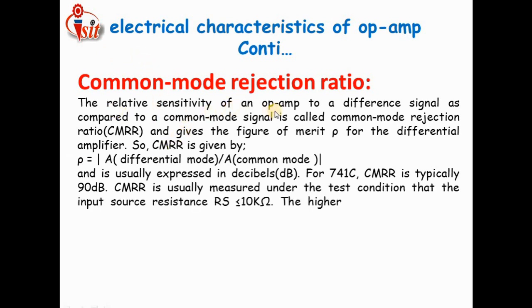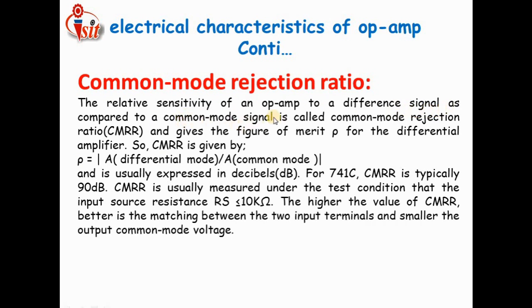The relative sensitivity of an op amp to a difference signal as compared to a common mode signal is called the common mode rejection ratio, and it gives a figure of merit, rho, for the differential amplifier. The common mode rejection ratio is given by rho equals Ad, the gain of differential mode, divided by Acm, the gain of common mode. That means it is the ratio of the gain of differential mode to the gain of common mode, and is usually expressed in dB.